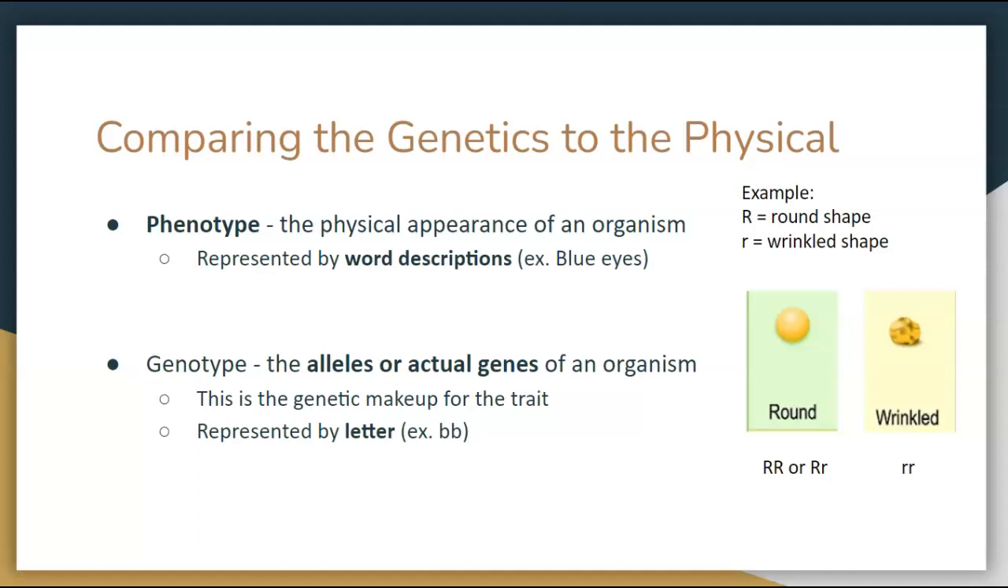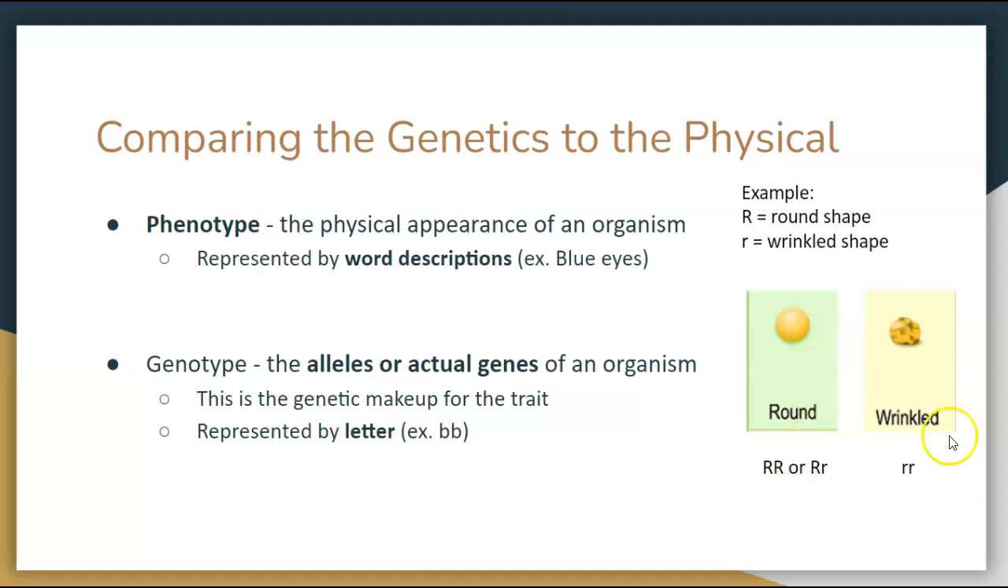The genotype, and it has the word gene pretty much in it. The genotype, those are the actual genes of an organism, or the alleles that are making up that organism. This is the genetic makeup for the trait. And this is usually represented by letters, those capital R's, that capital and lowercase, all of that. The R's that we're looking at in our example throughout the past couple of slides, those are the genotypes. Whether it's round or wrinkled, that's the phenotype.